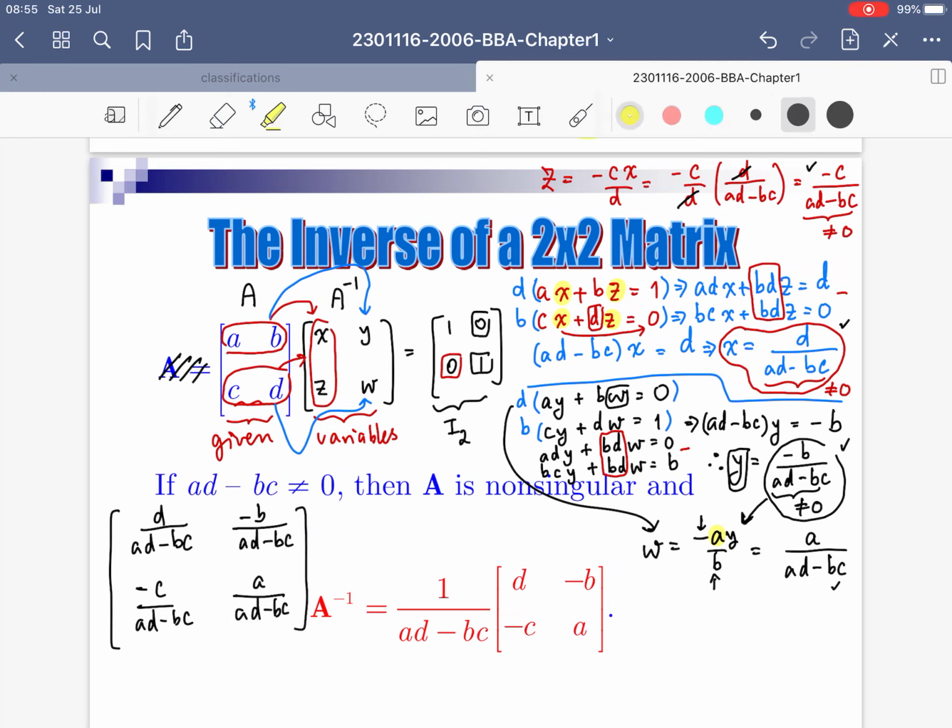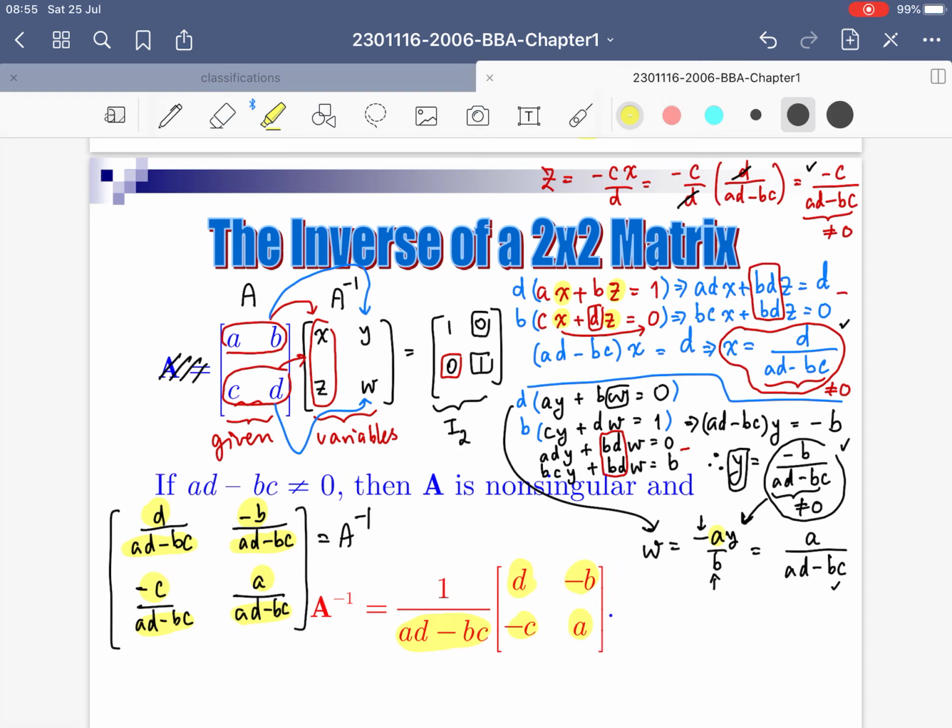So each and every element in your A inverse depends on the number AD minus BC. As this number appears at the bottom of your fraction, it must be non-zero, right? So you are going to pull it out as a constant, a scalar multiplied outside, so that you don't need to write it four times. And then here it will be your D, your negative B right there, your negative C right here, and your A just right there.